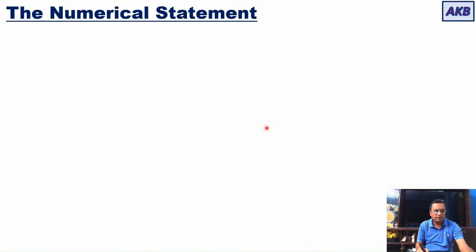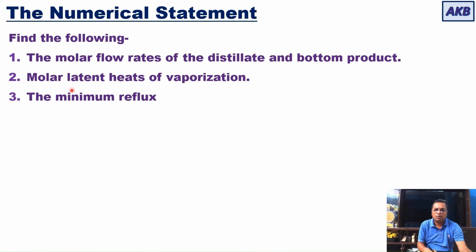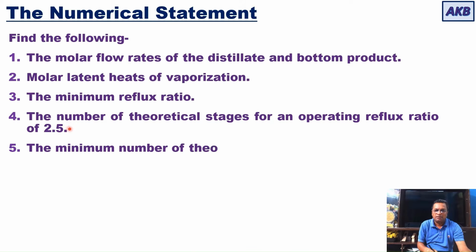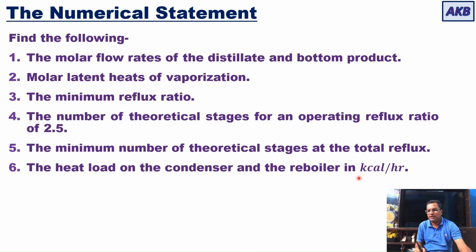The other part of the numerical: based on the data that is given, we are supposed to find out the molar flow rates of the distillate and bottom product, molar latent heats of vaporization of the two components, the minimum reflux ratio or the number of theoretical stages for an operating reflux ratio of 2.5, the minimum number of theoretical stages at the total reflux, and the last question is the heat load on the condenser and the reboiler, which is to be calculated in kilocalories per hour.